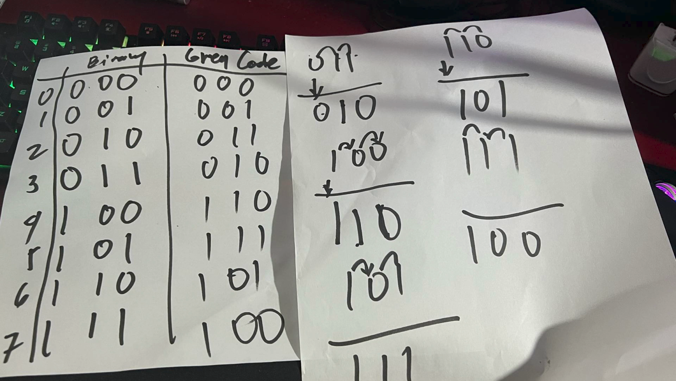Yung 5. Yung 6 naman, 110. Bring down 1. 1 plus 1 is 0. Then 1 plus 0 is 1. Okay? Then last is 111. So bring down 1. 1 plus 1 is 0. Then 1 plus 1 also is 0. So, okay. So sulat natin. 101 is 111. 110 is 101. And 111 is 100. Gray code.